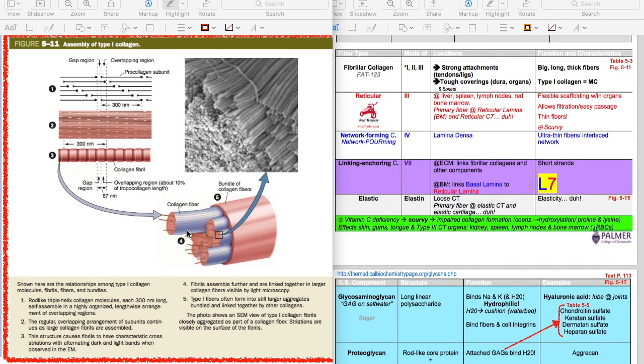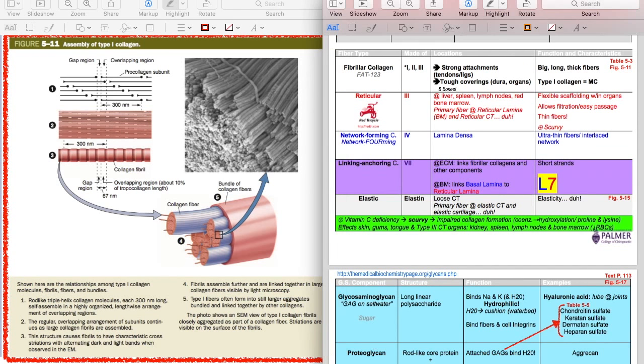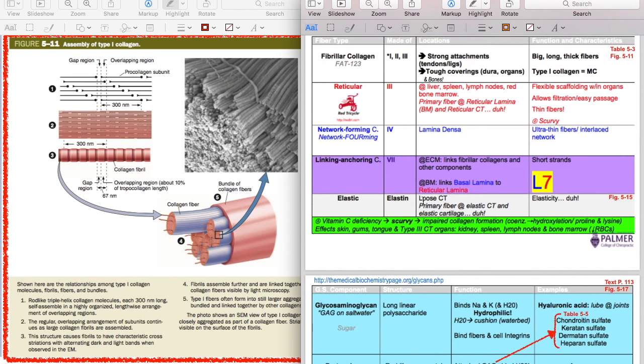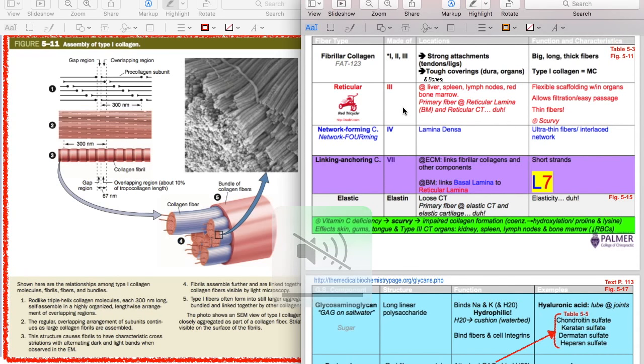It's really basically formed like rope. Rope is lots of little twine strands wound up, and then bigger strings wound up together. It's basically a bunch of fibers bundled up. If you want to get into this in a little more detail, that's what collagen looks like, I guess. But otherwise, we can focus on this table because I've got the tools for you in here. So reticular fibers are going to be made out of type 3 collagen.